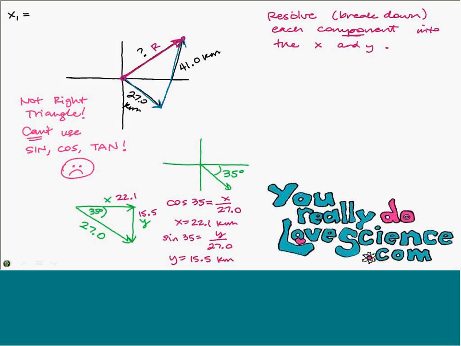So x1 is 22.1 this way, kilometers, and y1 is 15.5 in the down direction. So we're making a list over here in the top left-hand corner. Now let's do the 41 guy. So I'm going to do it over here in this space.